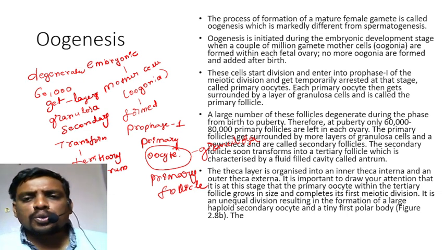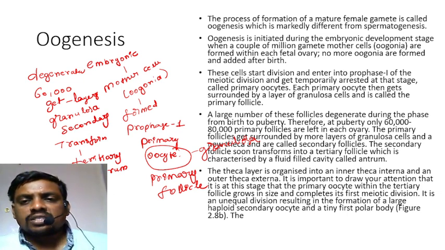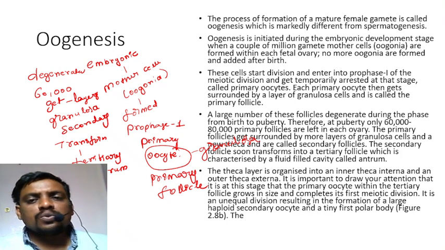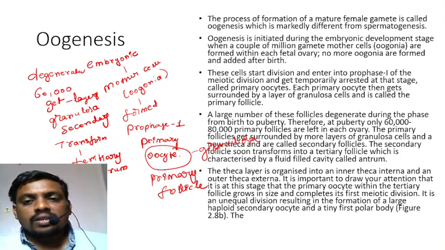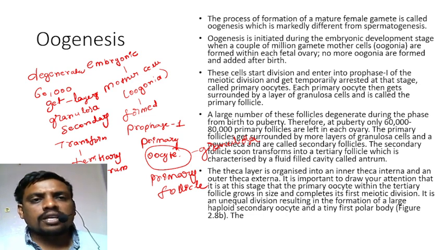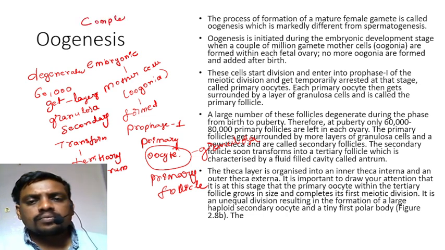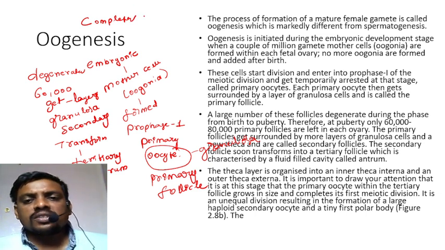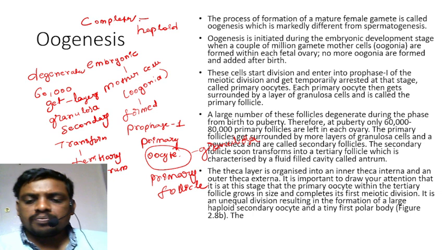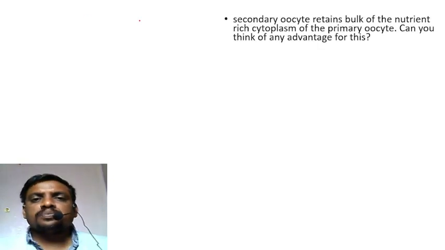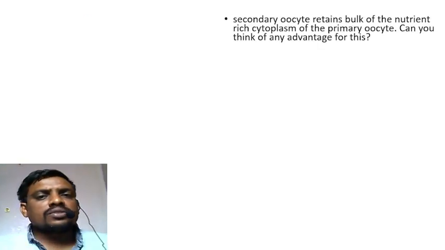It is important to note that the primary oocyte within the tertiary follicle grows in size and completes its first meiotic division. It's an unequal division resulting in the formation of a large haploid secondary oocyte and a tiny first polar body. In the diagram I will show you how it looks. The secondary oocyte retains the bulk of the nutrient-rich cytoplasm.